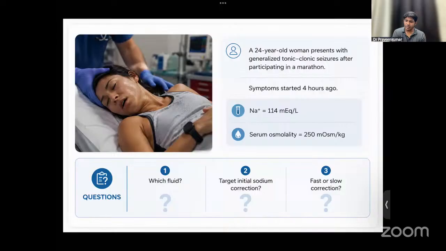A 24-year-old woman presents with generalized tonic-clonic seizure after participating in a marathon. Okay, symptoms started 4 hours ago. Sodium is 114. Serum osmolality is 250. So question is, what is the fluid you are going to give for this patient?